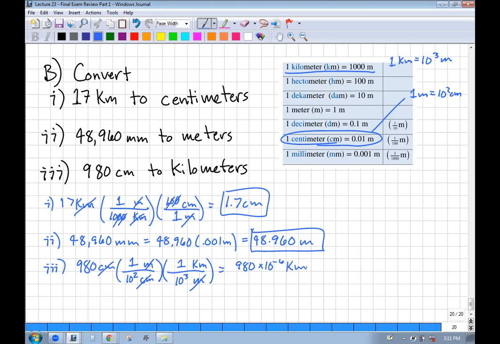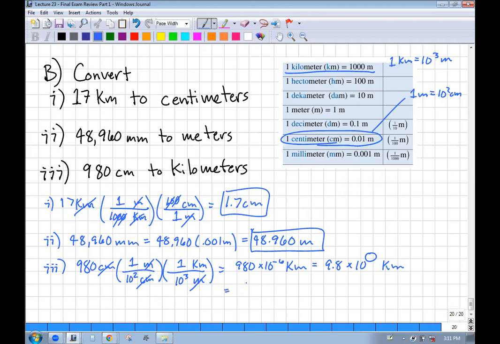kilometers. And this isn't scientific notation yet. Remember, in scientific notation, this number has to be between 1 and 10. So, I mean, technically this is correct, all right, but it's not a very good answer. It's not in scientific notation, all right? If you're gonna write it in scientific notation, you would want this to be 9.8 times 10 to the something kilometers, right?